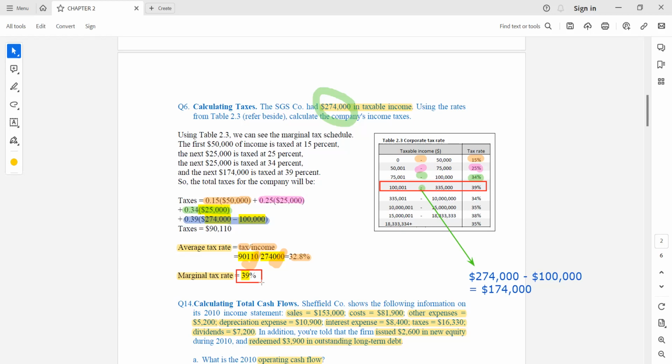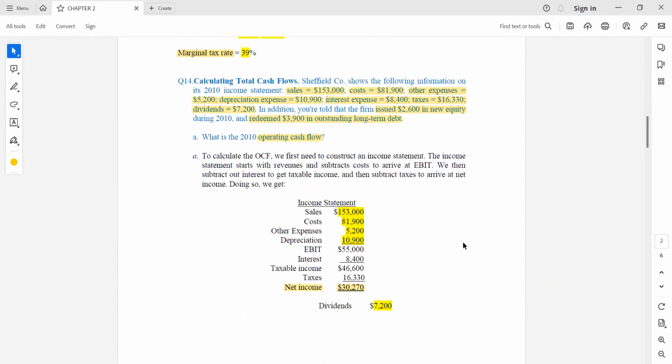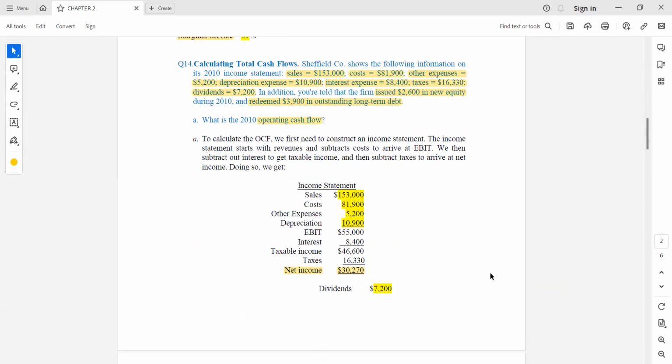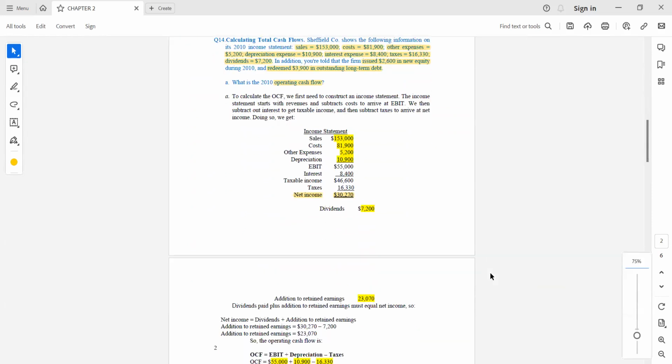Before we move on, we're going to look at the next question on the use of the formulas that we learned in the beginning of the class. Again, they give you a lot of information. Sheffield Company shows the following information on its 2010 income statement: sales, cost, other expenses, depreciation expenses, interest expense, taxes, and dividends.